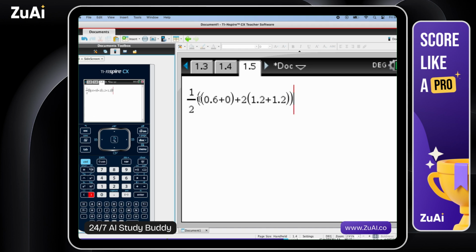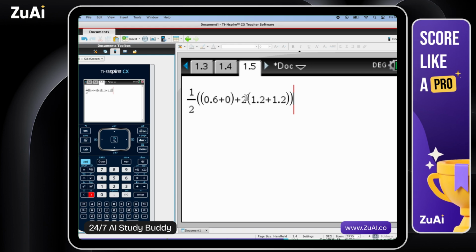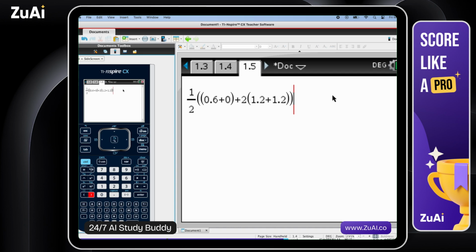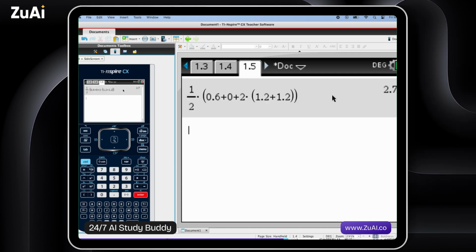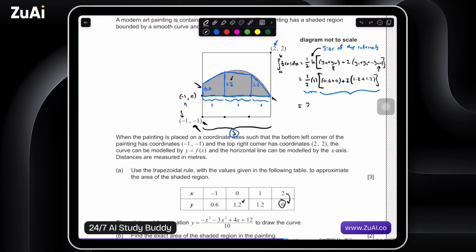I think, again, it's a good strategy to find out the value of what's on the inside on your calculator and then multiply 1/2. If you set it out like this, just make sure you have the double brackets. All right, and then we have the area of this section is equal to 2.7. Okay, so let's go back to the document and write this out. 2.7.